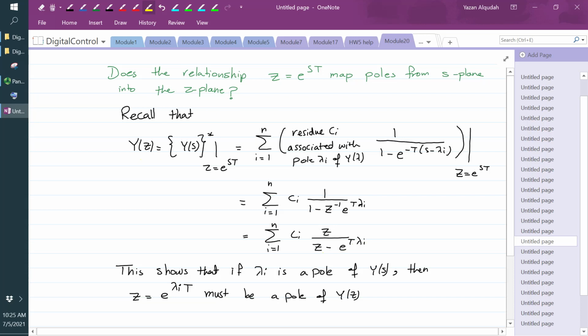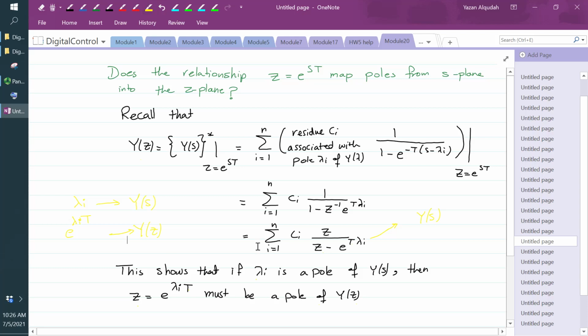What does this tell me? This tells me that if lambda i is a pole of Y(s), then z equal to e to the lambda i multiplied by T is a pole of Y(z). So again, if lambda i is a pole for Y(s), then when I sample this and convert it to a discrete signal to get Y(z), e to the lambda i multiplied by T is going to be a pole in Y(z).